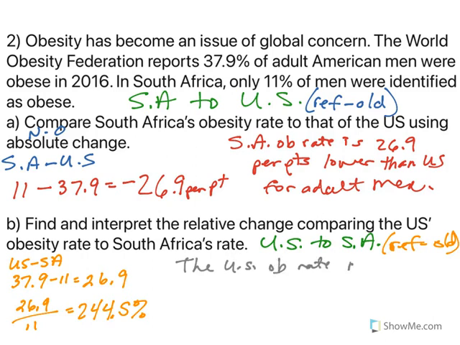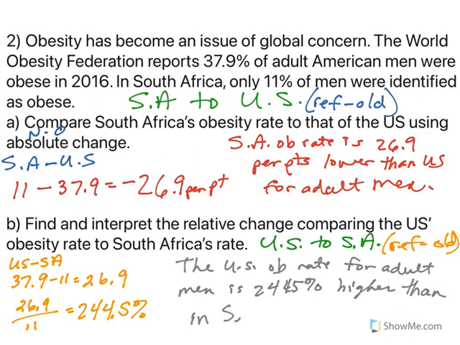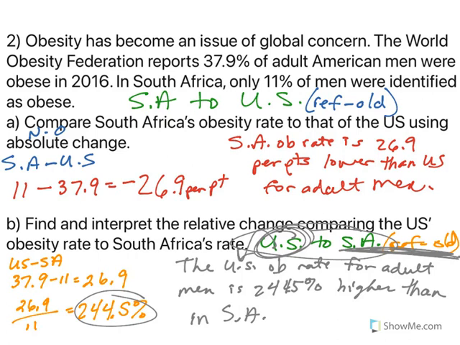Now, if we're going to interpret that, we would say the U.S. obesity rate for adult men is 244.5% higher than in South Africa. Because that's what it tells us. It's positive. That means it's higher. So the U.S. obesity rate for adult men is 244.5% higher than it is in South Africa. So you got to remember when you're comparing two things, so U.S. to South Africa, whatever we're comparing to is our reference. And whatever we're starting with, that's what we start our sentence with as well.